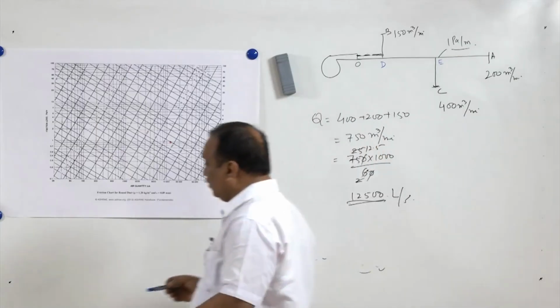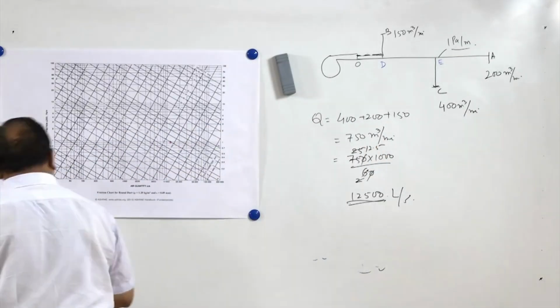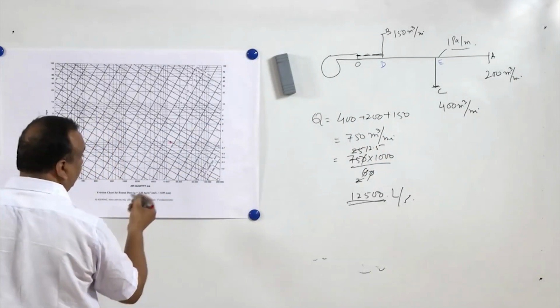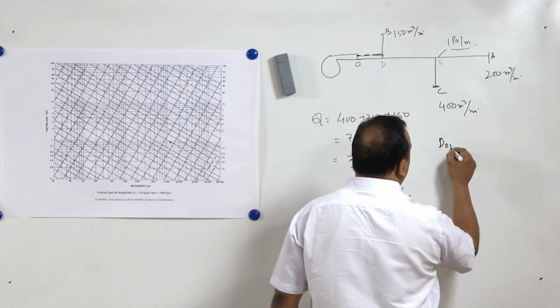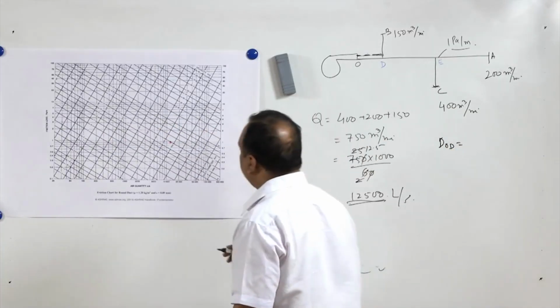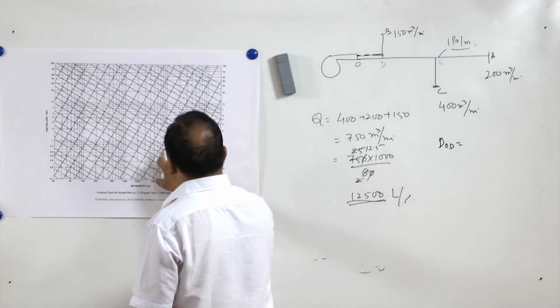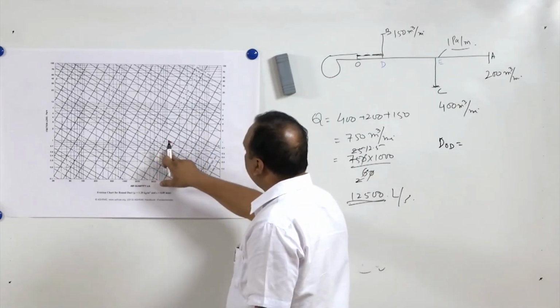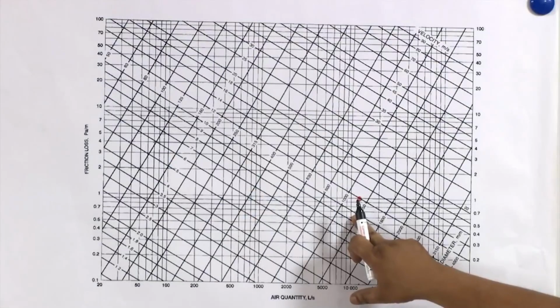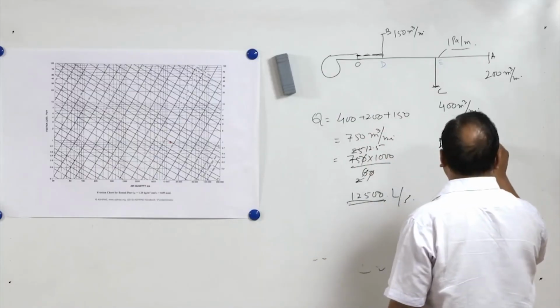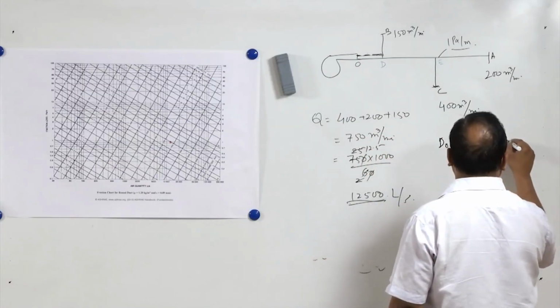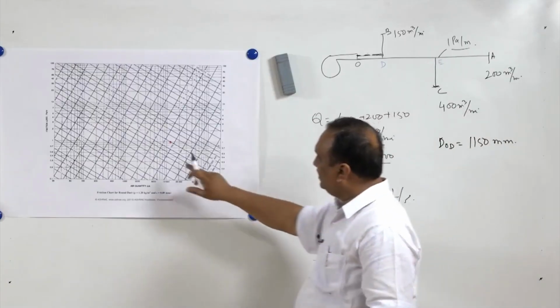So the diameter of OD. If I have to calculate the diameter of OD, it is between 1000 and 1250. So let us say 1150 mm. We will be getting the diameter of OD.